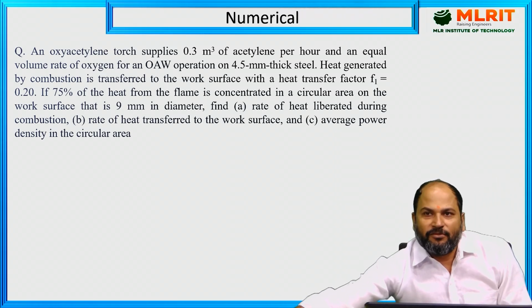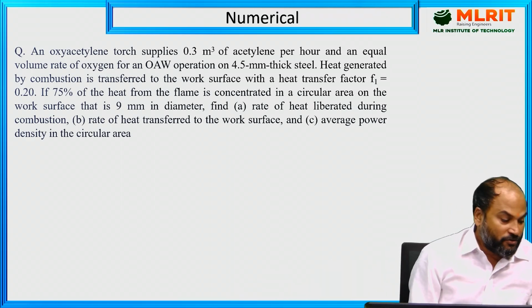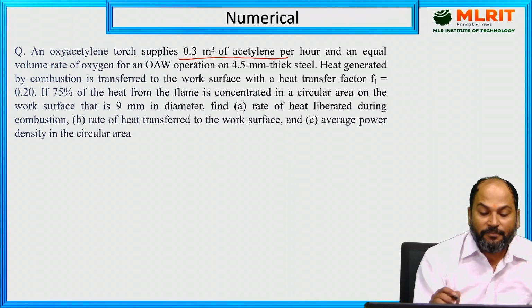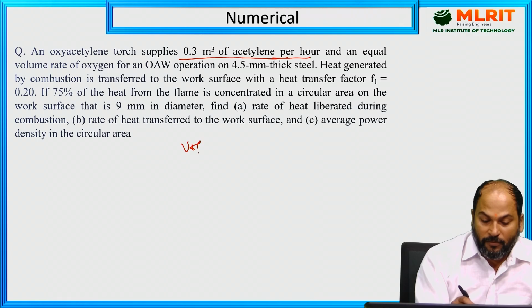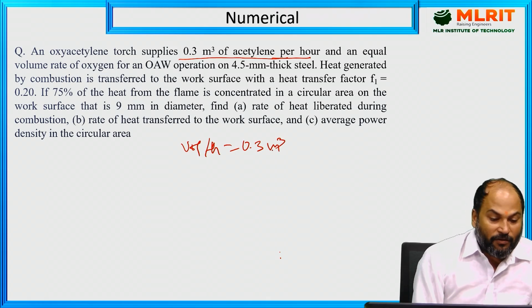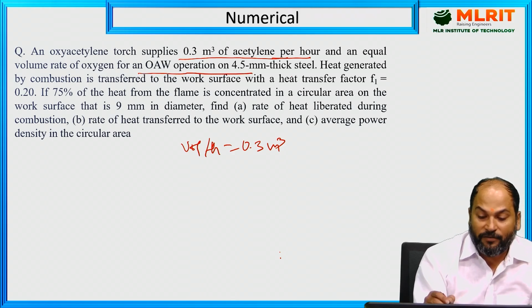What is there in this numerical? Nothing special. First we'll read it and try to solve it. An oxyacetylene torch supplies acetylene at 0.3 meter cube, this is the volume of acetylene per hour, and an equal volume rate of oxygen, for an oxyacetylene operation on 4.5 mm thick steel.